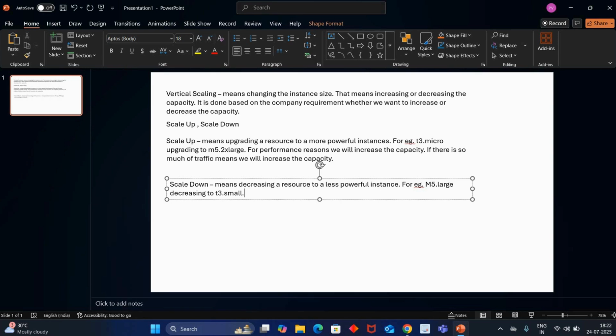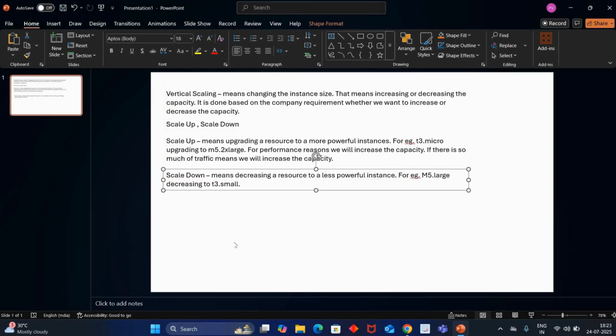Okay, so this overall process is called vertical scaling. So vertical scaling means what? Changing the instance size and increasing or decreasing the capacity. Okay, so increasing means scale up, decreasing means scale down. Okay, so now we talked about changing the size of the instance. But when we need to do this?